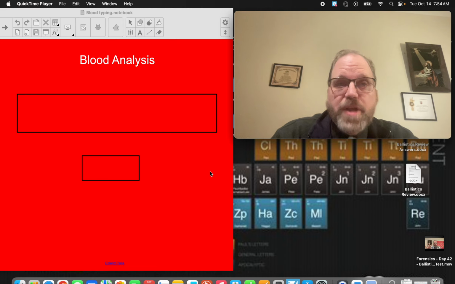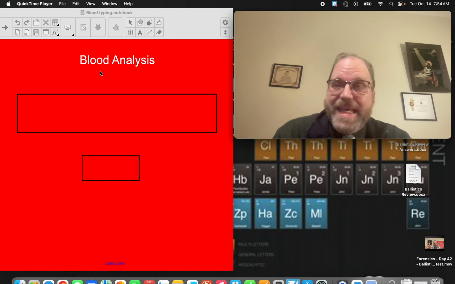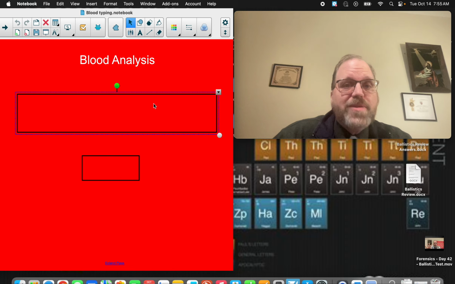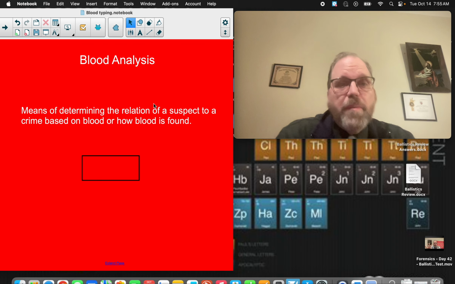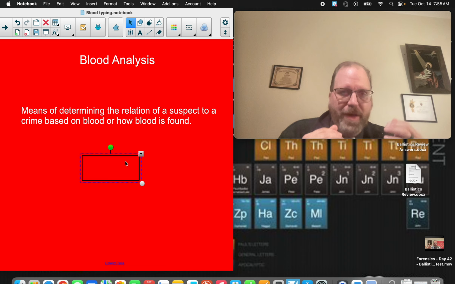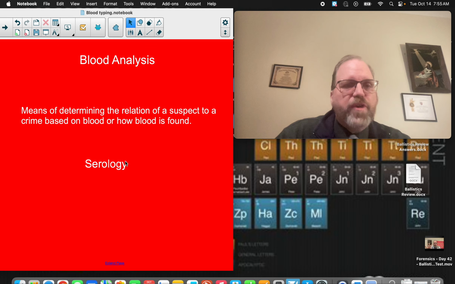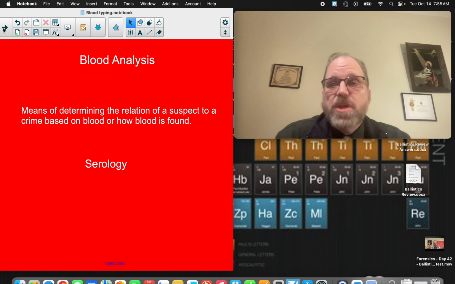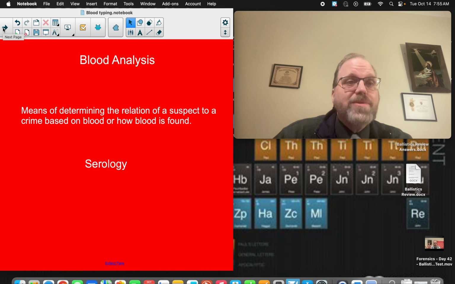We're starting a new concept. That concept is called blood analysis. Now, blood analysis is defined as the means of determining the relationship of a suspect to a crime based on the blood or how blood is found. This area of forensics is referred to as serology. So if you hear somebody talk about serology, that is blood analysis.